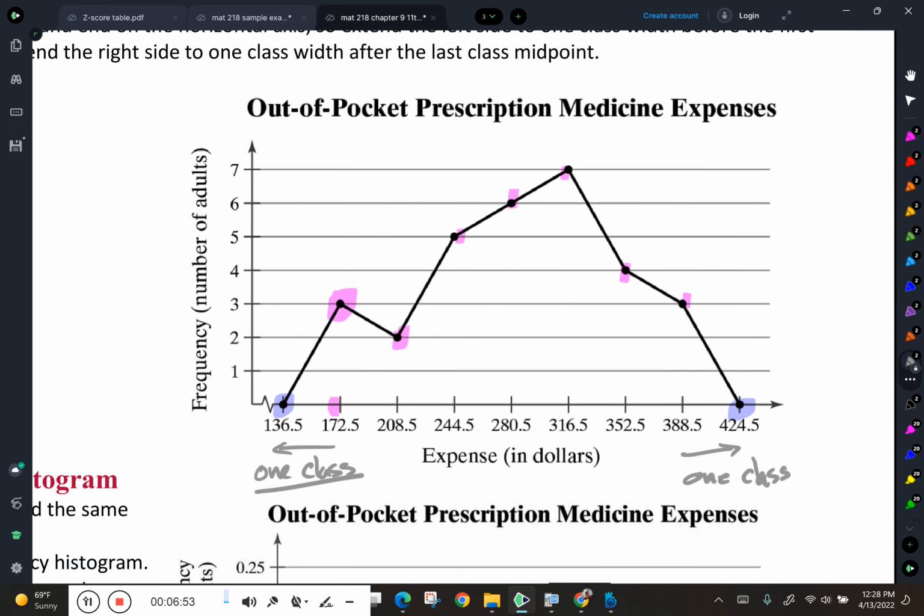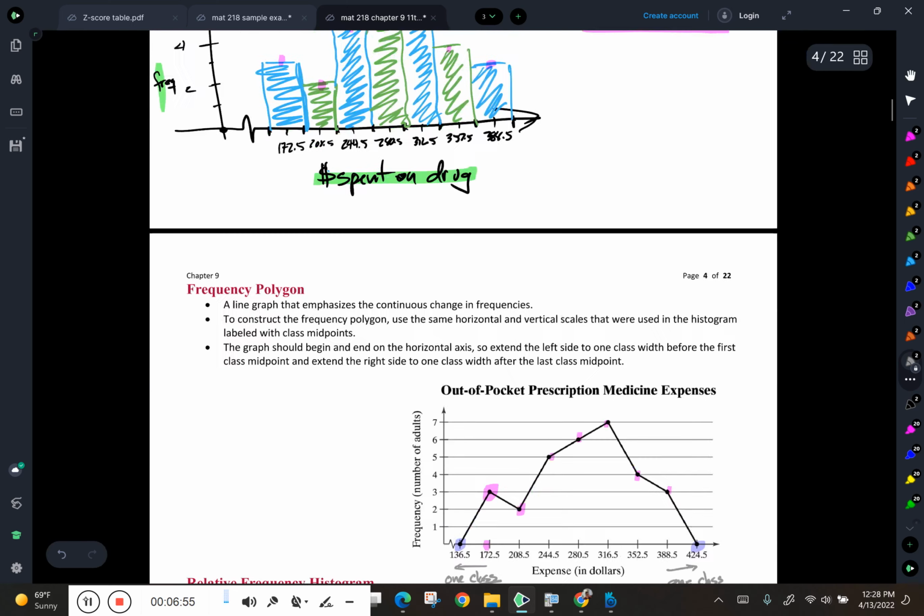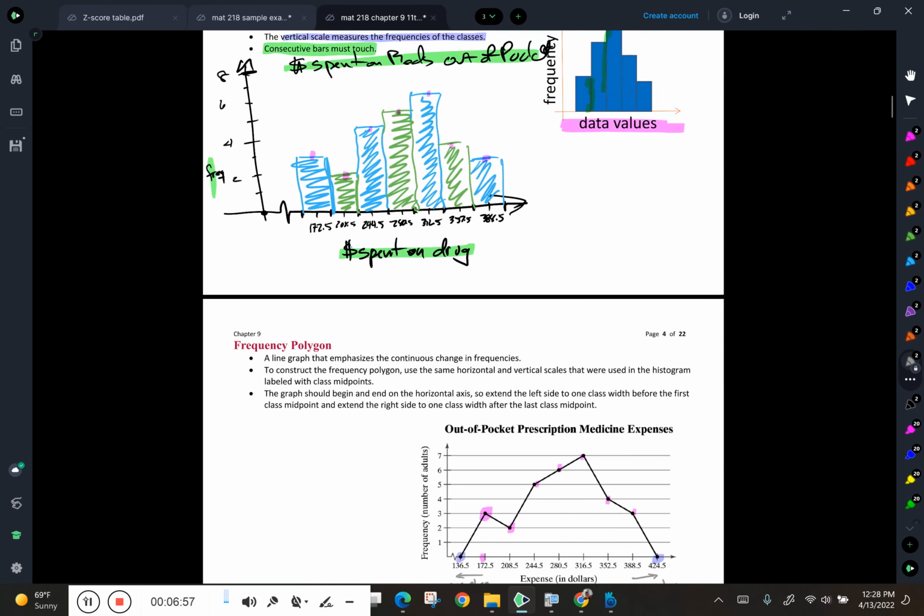Okay? Now the difference between a frequency polygon and a frequency histogram is not much. It's just which picture do you want to draw? Do you want your data to be represented using a bar graph? Then draw the histogram. Do you want your data to be represented using a bunch of dots and line segments? Then draw the frequency polygon. Neither is correct. They're both good ways to display data. It's just what do you want to show?